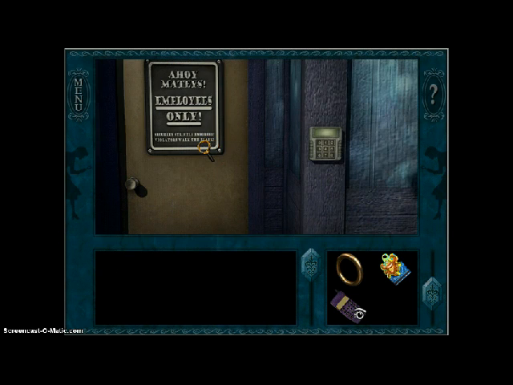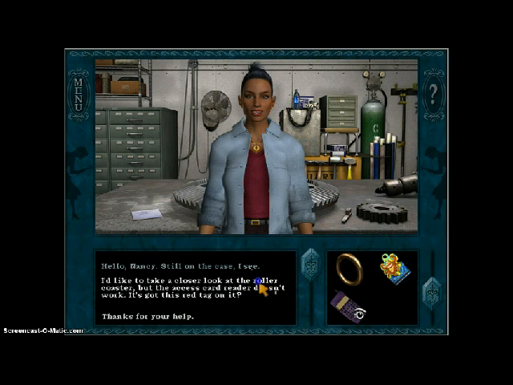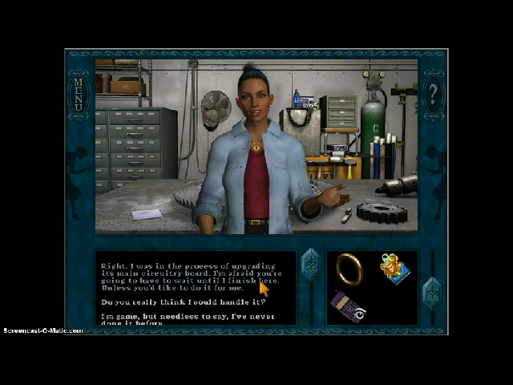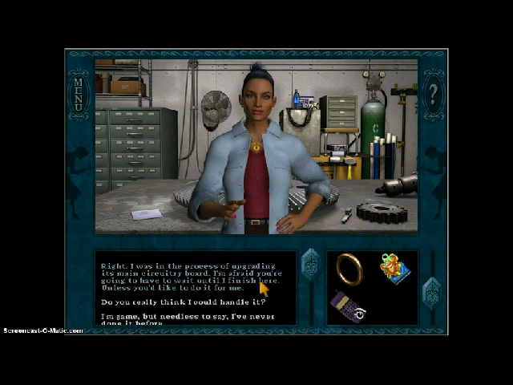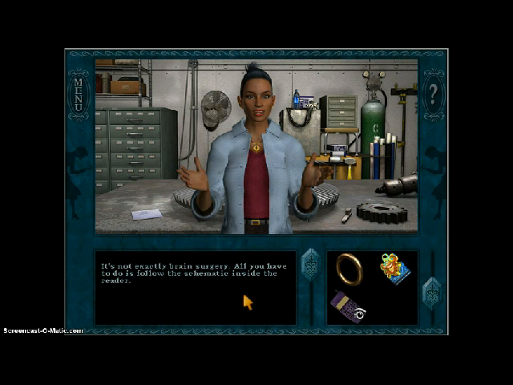Oh yeah, I was going to talk to Ingrid last time, because one of the card readers is not working. Still on the case, I see. I'd like to take a closer look at the roller coaster, but the access card reader doesn't work. It's got this red tag on it. Right. I was in the process of upgrading its main circuitry board. I'm afraid you're going to have to wait until I finish here. Unless you'd like to do it for me. Dangerous electrical circuits that could possibly kill me. And I know nothing about circuitry. Heck, why not? I'll do it. Do you really think I could handle it? It's not exactly brain surgery. All you have to do is follow the schematic inside the reader.